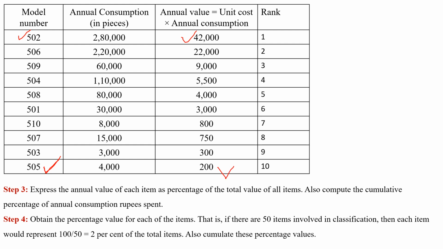Next we have to see the third step. Express the annual value of each item as a percentage of the total value of all the items. Also calculate the cumulative percentage of annual consumption rupees spent. Similarly, I have to see step 4 also. Obtain the percentage value for each of the items. Also calculate the percentage of items. So in the next tabular column, we will see how to solve step 3 and step 4.